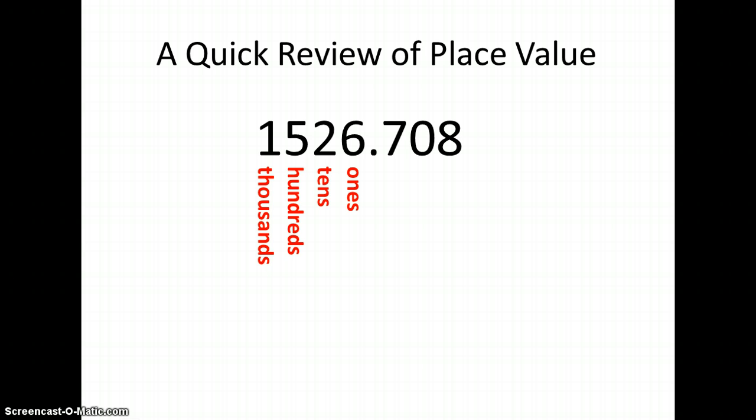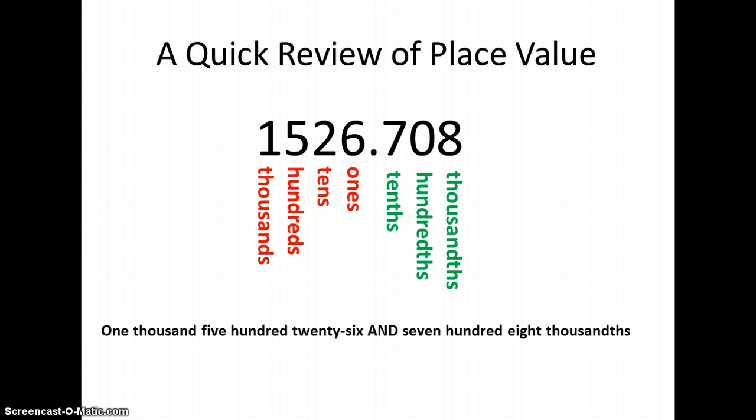To the right of the decimal, the 7 is in the tenths place. The 0 is in the hundredths place. And the 8 is in the thousandths place. So if I wanted to read this number, I would say 1,526 and 708 thousandths.